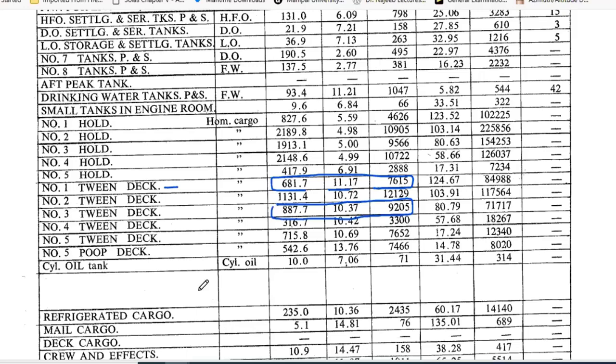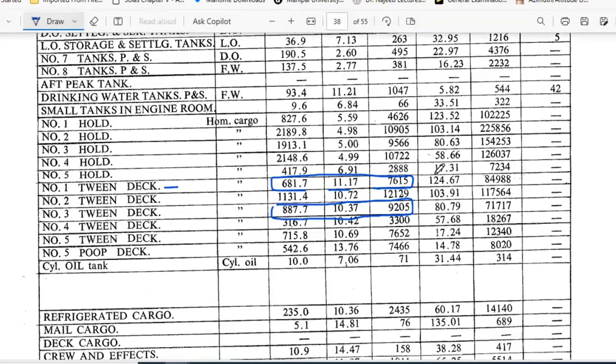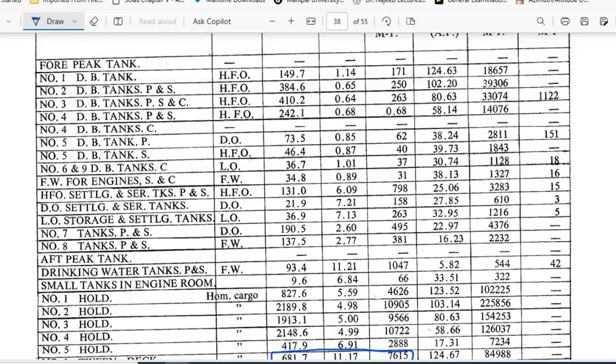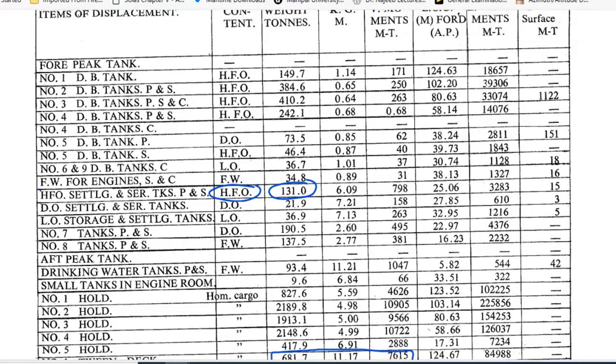Let's have a look at the settling and service tank. See, after cargo and everything, there is something, HFO. Here this is, HFO settling and service tank, port and starboard. और इसको शिफ्ट किया. कहाँ पे शिफ्ट किया? Number 4, 4 DB टैंक, midship double bottom tank, port and starboard.